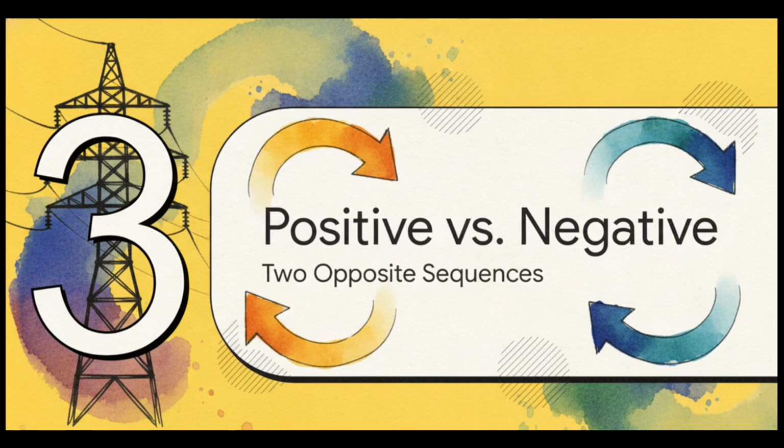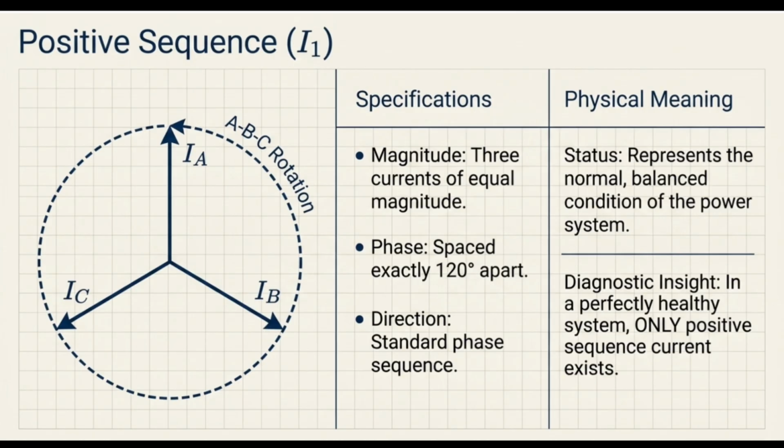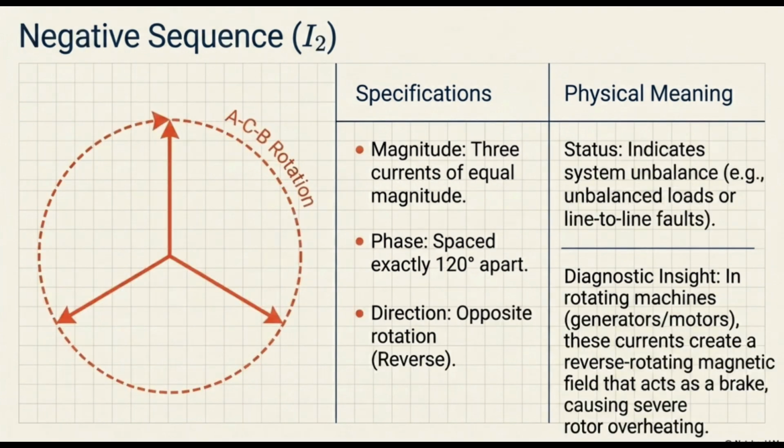Well, let's meet the first two personalities of our mathematical filter in Section 3, positive versus negative sequence, two opposite sequences. Now, what's really interesting about this slide is how these two sequences behave so completely differently when put under pressure. The positive sequence is our good citizen. It represents the normal, healthy ABC rotation of the grid. But then you have the negative sequence. The saboteur only rears its head during a system unbalance, like a line-to-line fault. And crucially, it rotates backward in an ACB sequence.